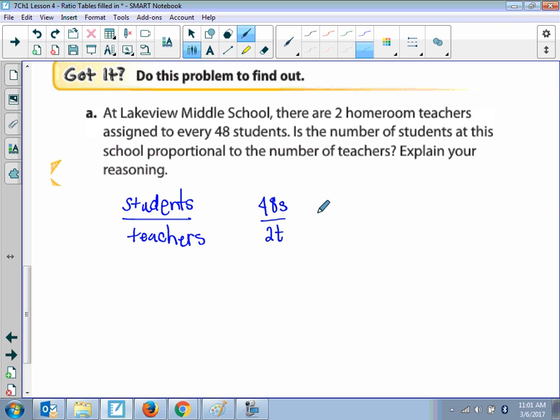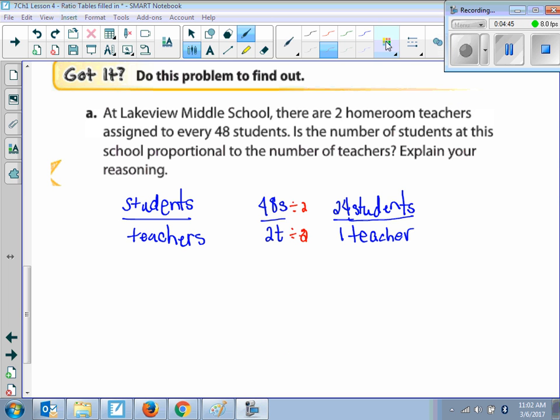Now, if I simplify that, it simplifies to 24 students to every 1 teacher. Don't forget to write your units. All right, so here we end up with 24 students for 1 teacher. It says here there are 2 homeroom teachers assigned to every 48 students. So that means for every 48 students, there are 2. So that means for every 24 students, there's 1. So would this be a proportional or a non-proportional ratio?